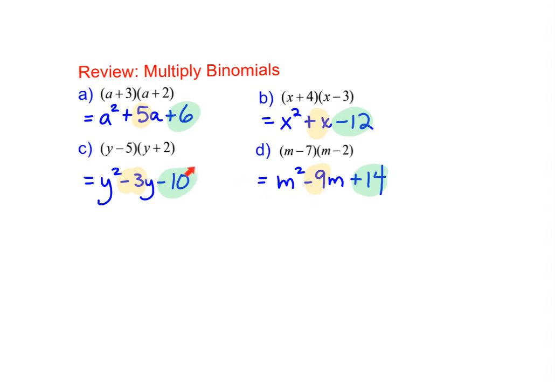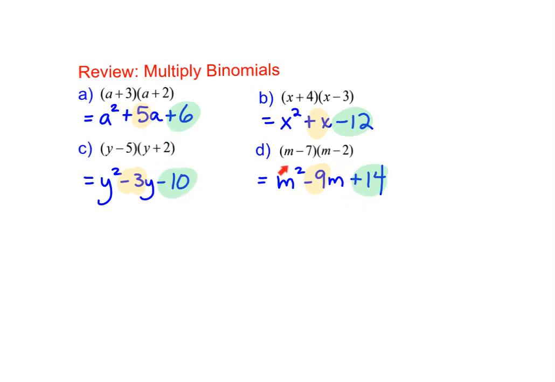Now let's take a look at what's happening in the green. So in the green, we see when the numbers were 3 and 2, we ended up with 6. When they were negative 5 and 2, we ended up with negative 10. When the numbers were 4 and negative 3, we ended up with negative 12. And when they were negative 7 and negative 2, we ended up with positive 14.